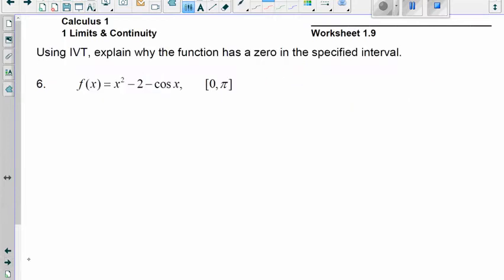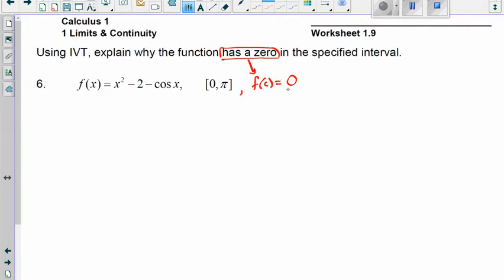All right, next, number 6, using IVT, explain why the function has a 0 in the specified interval. So this one has a trig function. I figured you'd want to see one with a trig function in here. So when it says has a 0, remember what all that means is it's saying, where does f of c equal 0? Is there a place where f of c equals 0? So that's kind of the continuation of this problem. So use IVT to find just our number is 0 over here.